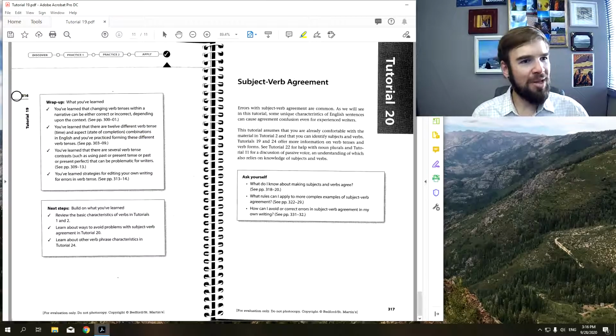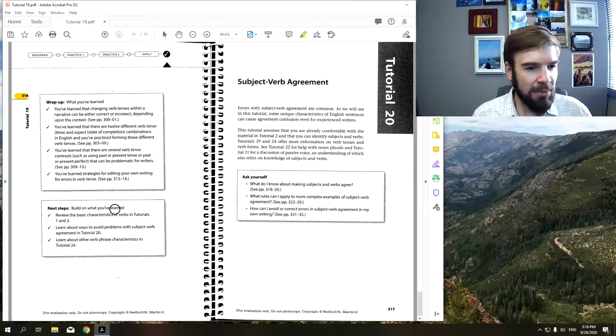So, to wrap it up on page 316, what you've learned. You've learned that changing verb tenses within a narrative can be either correct or incorrect, depending on the context. You've learned that there are 12 different verb tense, time, and aspect state of completion combinations in English, and you've practiced forming these different verb tenses. You've learned that there are several verb tense contrasts, such as using past or present tense or past or present perfect, that can be problematic, difficult for writers. And you've learned strategies for editing your own writing for errors in verb tenses.